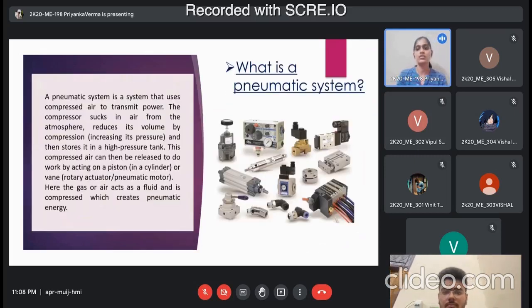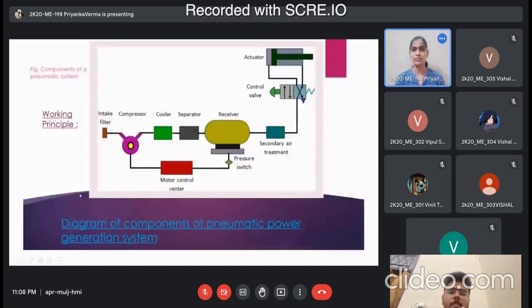First we need to know what a pneumatic system is, because a pneumatic system, when combined, produces pneumatic power. Firstly, there is a compressor which reduces the volume of the fluid or the air, which ultimately leads to an increase in pressure, which is stored in a high pressure tank. Then it is released to do work by acting on a piston. And finally, the gas acts as a fluid and is compressed, which creates pneumatic energy.